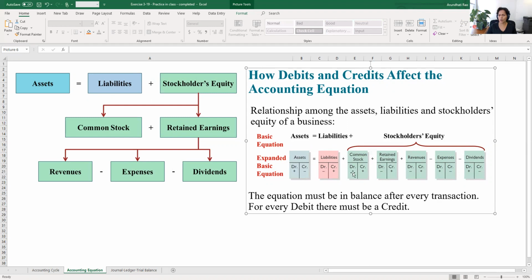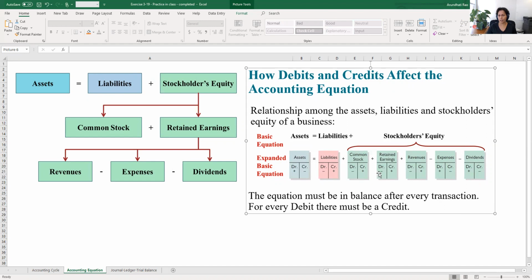The easiest to remember is assets. Just keep this in mind. Assets, normal balance is debit. You increase an asset with a debit. You decrease an asset with a credit. The opposite is true on the other side of the equation. For liabilities, normal balance is credit. You increase a liability with a credit. You decrease a liability with a debit.